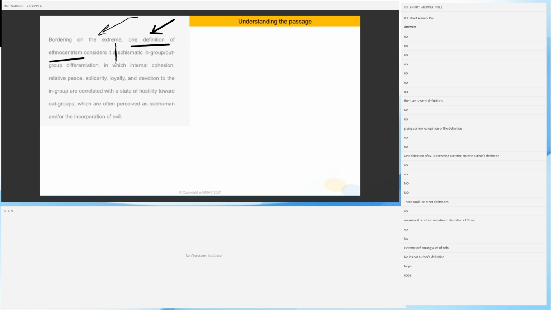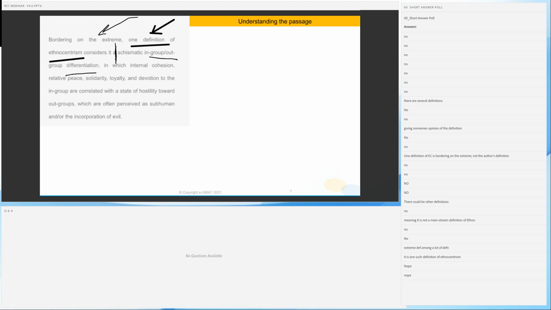Considers it what? A schismatic. You probably don't know what schismatic is, so let's move forward. Remember, on GMAT RC, even when there are complex words, you can always infer their meaning. Okay, it's some sort of a differentiation. So in-group, out-group differentiation. What happens in that differentiation? In which internal cohesion, relative peace, solidarity, loyalty, and devotion to the in-group are correlated with a state of hostility towards the out-group. Do I need to worry about internal coalition and so on? No, I don't need to worry a whole lot about it.